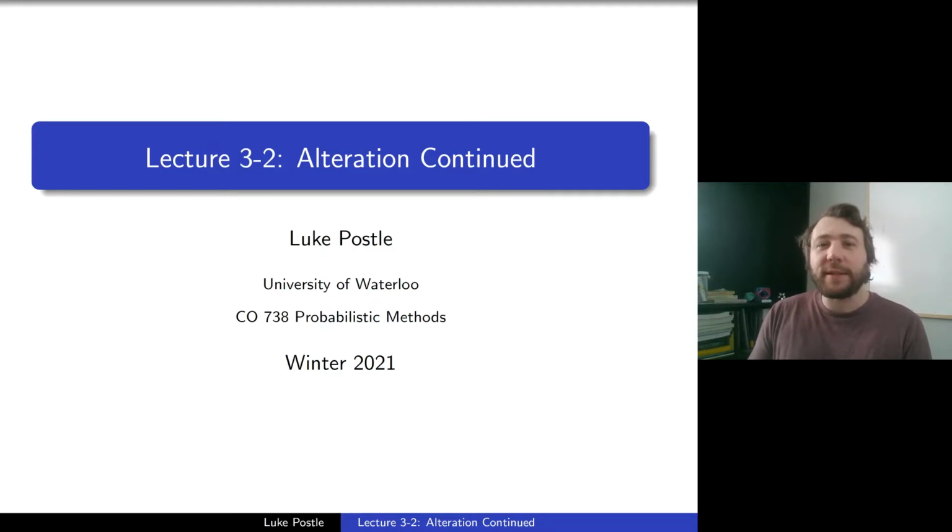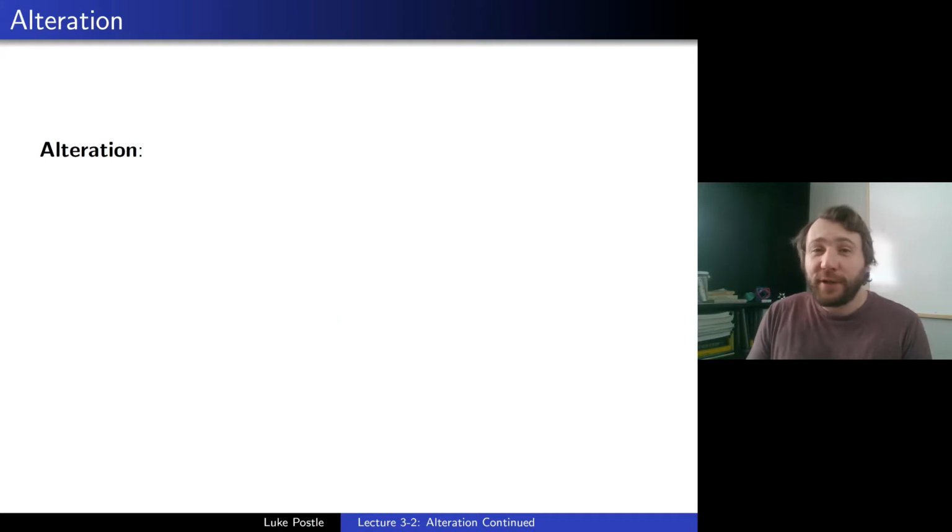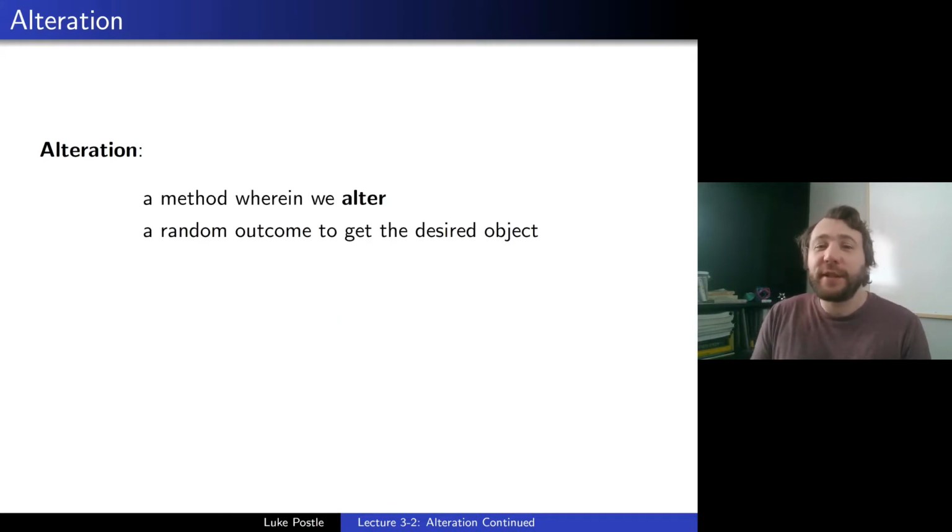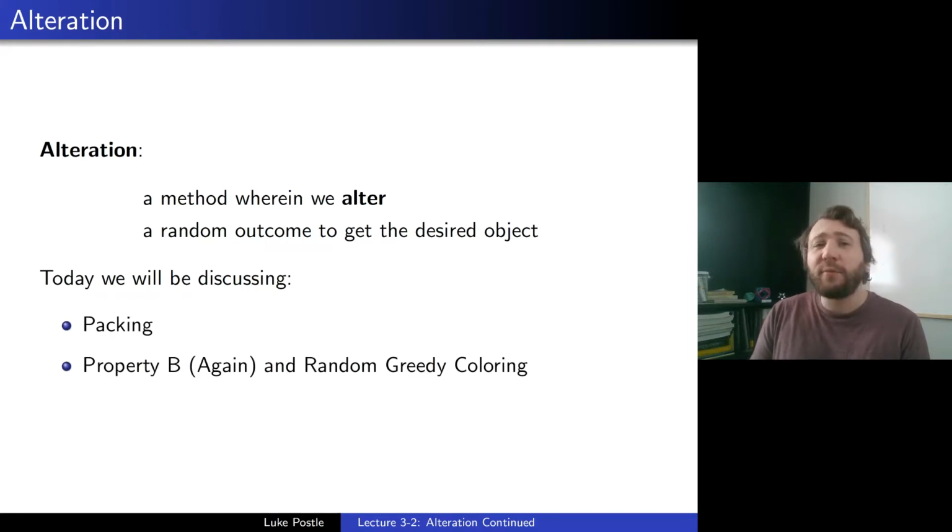Today we'll be discussing alteration again. To remind you, what is alteration? Alteration is a method wherein we alter a random outcome to get the desired object. This is the method we're studying this week, and today we'll be discussing a few more examples about packing, and we'll return to property B and use random greedy coloring, which won't exactly be a form of alteration, but from a different perspective can be viewed as such.